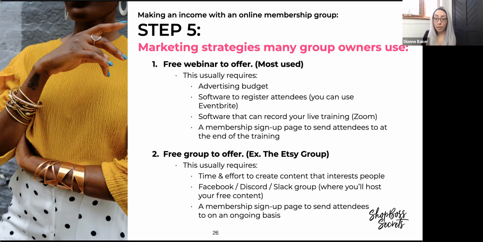And then you need software to register the attendees who want to come to your free training. So you can use Eventbrite, or you can use some other kind of ticketing software for a free event, right? Software that can record your live training like Zoom, which is what we're using right now. And then a membership sign-up page to send attendees to at the end of the training that's actually going to charge them and give them access to whatever your paid offer is, okay? So this is the most used strategy. It does usually require an advertising budget for it to be effective.